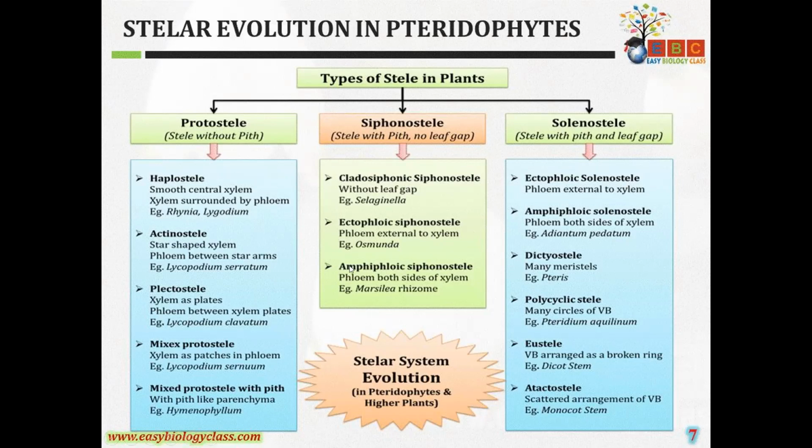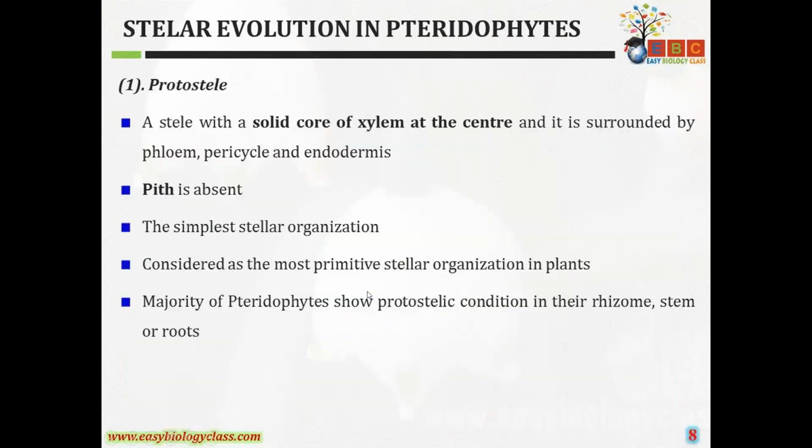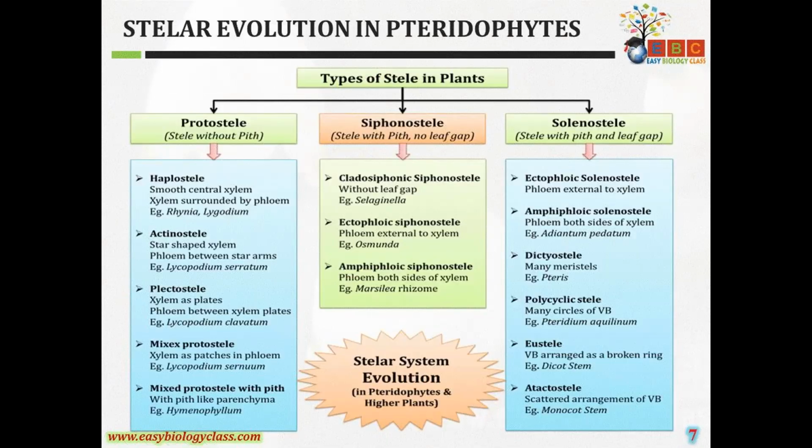Example for ectophloic is Osmunda, and amphiphloic siphonosteles, that is, phloem is present on either side. It is called an amphiphloic siphonostele.